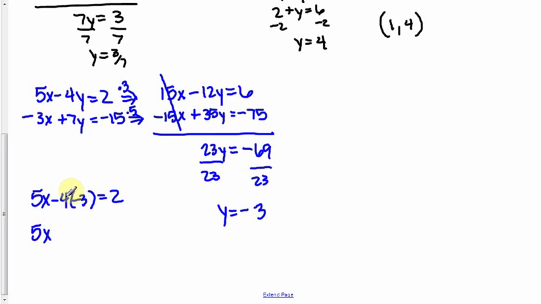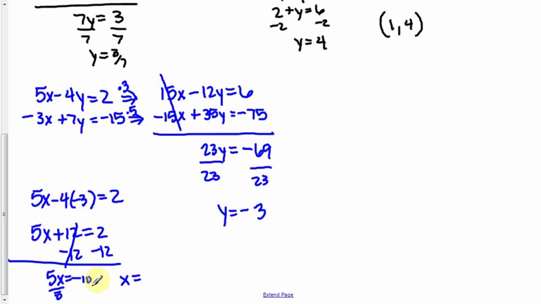5x. Now you have minus 4 times negative 3. Well, 4 times negative 3 is negative 12, but that's a minus negative 12. So you can also think about that minus in front of that 4 as the sign of it as you multiply it. And so that's going to give you positive 12 equals 2. Subtract 12 from both sides. 5x equals negative 10. And so x equals what? Divide by 5. x equals negative 2.